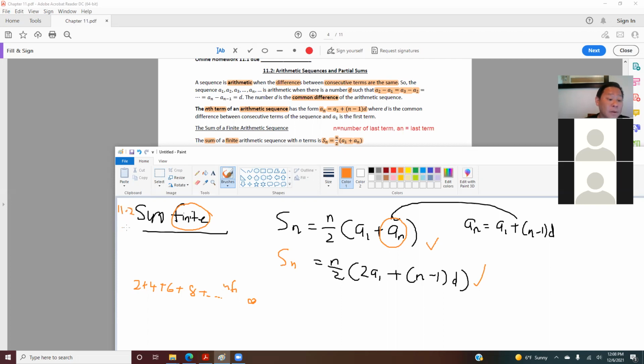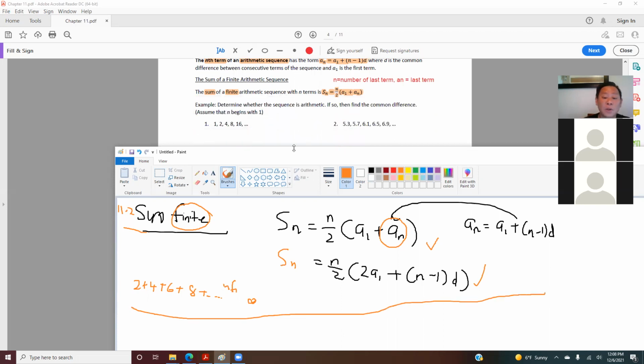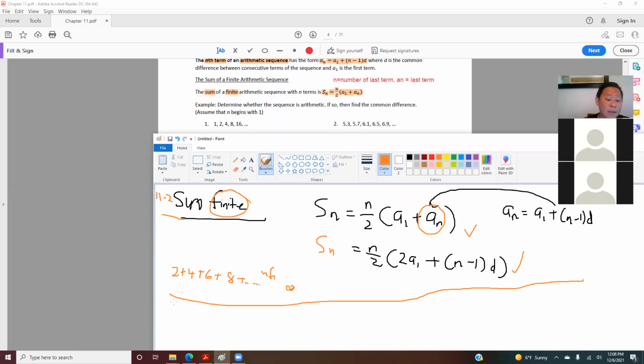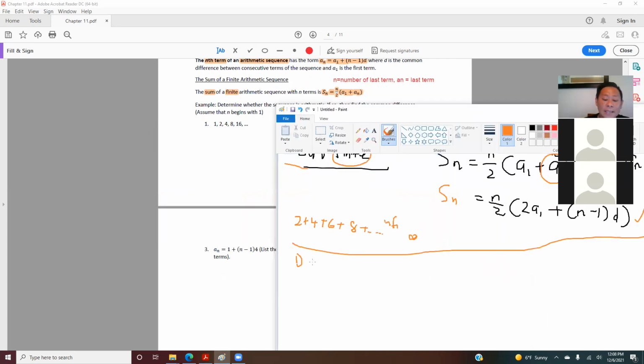Okay. So let's take a look at the first few examples of this arithmetic sequence. The first question, number 1, and number 2 is asking us to determine whether this sequence is arithmetic. If it's an arithmetic sequence, find d. Okay. So question 1 in this case is given by 1, 2, 4, 8, 16, and so on.